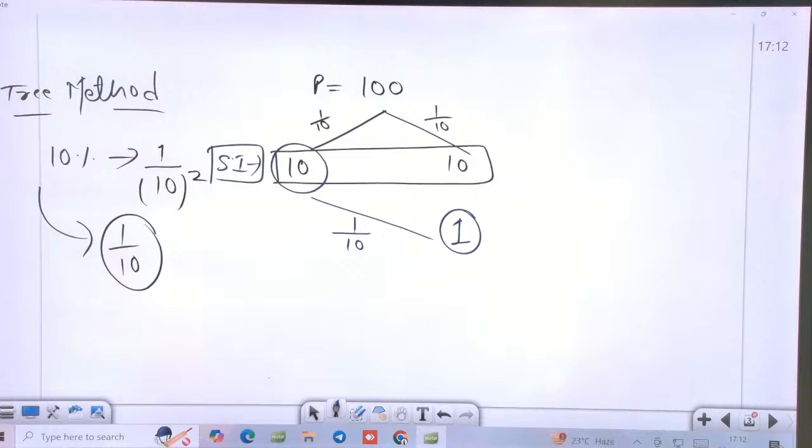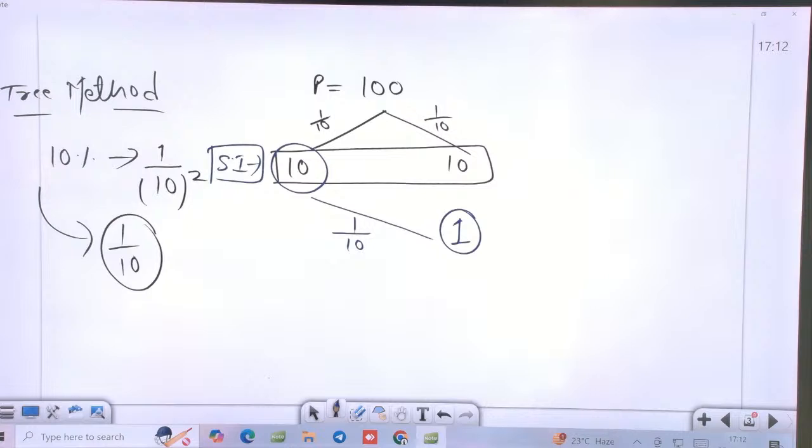SI and CI for the first year at a certain rate will be equal. Done?